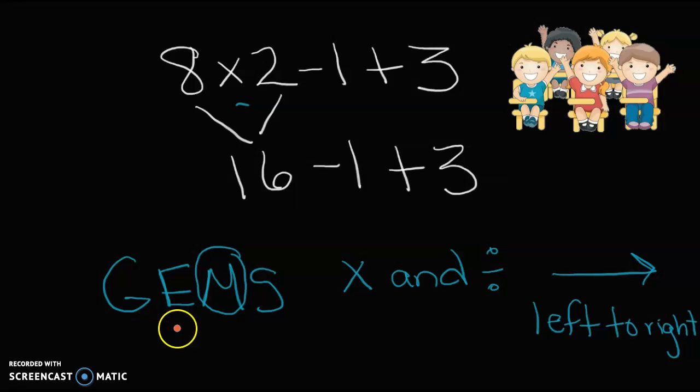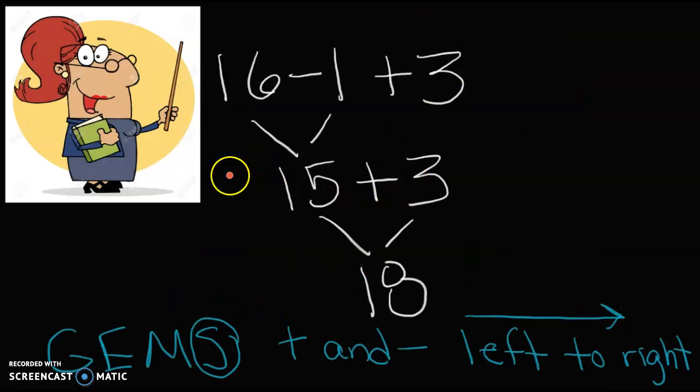Let's take a look. We have GEMS. We are still looking because we still have an operation of multiplication. So let's solve that. We're still going from left to right. So we have 8 multiplied by 2 equals 16. I'm going to continue to rewrite the problem. Minus 1 plus 3. All right.